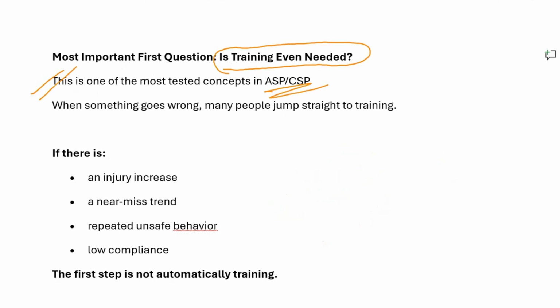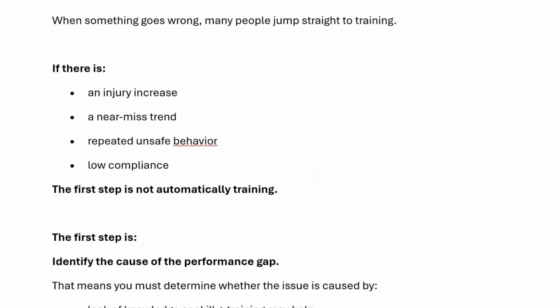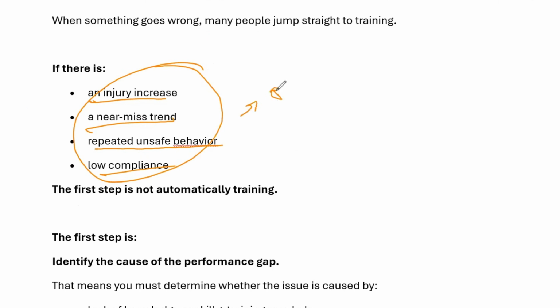So I will give you a scenario. If there is an increase in injury cases, near misses, unreported unsafe behavior, or low compliance, what will you say? Number of people are getting injured or near misses are increasing, etc. What will you say? Give training. But training is not the first step. That is the most important thing. Identify the cause of the performance gap.